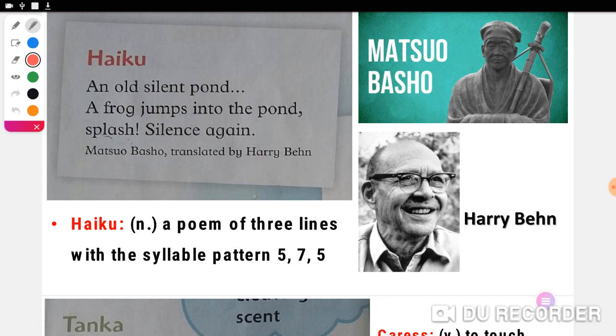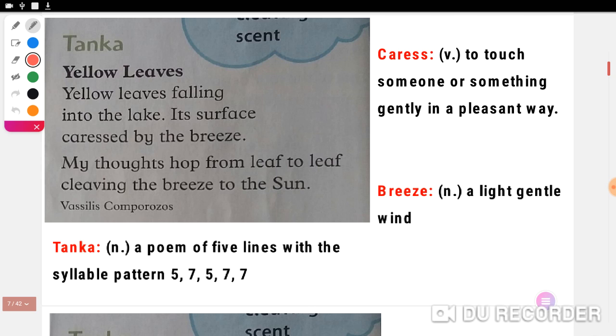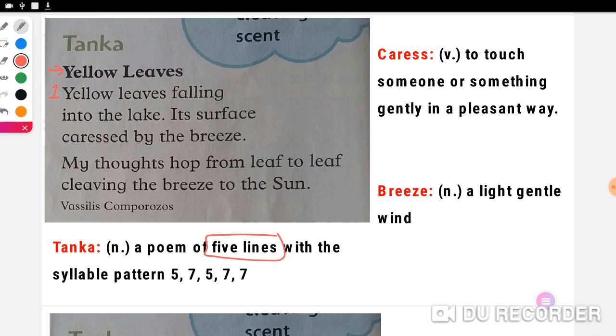Let's move to the second poem that we have today, which is tanka. First of all, what is tanka? Tanka is a poem of 5 lines. Let's count the lines together. This is the title, Yellow Leaves. I have 1, 2, 3, 4, and 5 lines, and this is the name of the poet. So I have 5 lines with the syllable pattern 5, 7, 5, 7, 7.